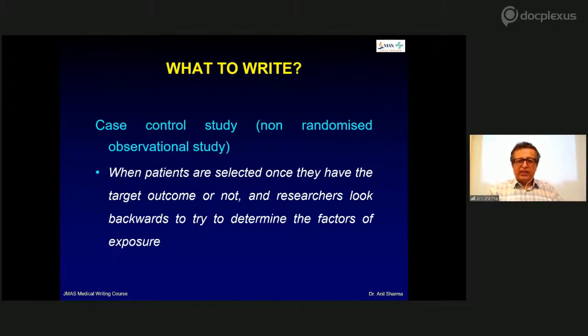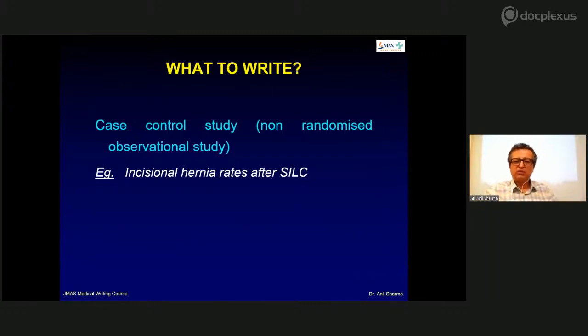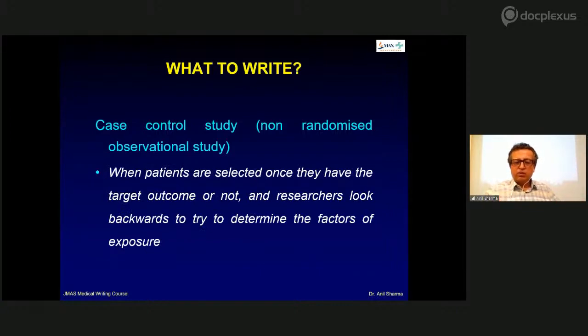Okay, so the case control study comes next. And when we talk about a case control study, what do we mean? When patients are selected once they have the target outcome or not, and researchers look backwards to try and find out factors of exposure. So what I mean is this, for example, incisional hernia rates following single incision laparoscopic cholecystectomy.